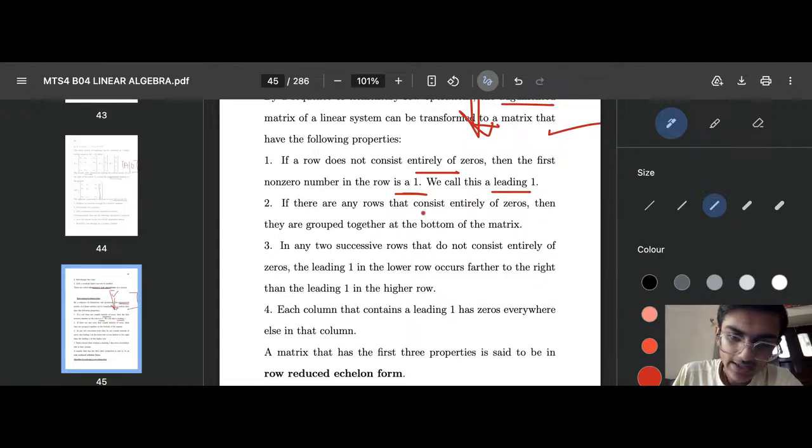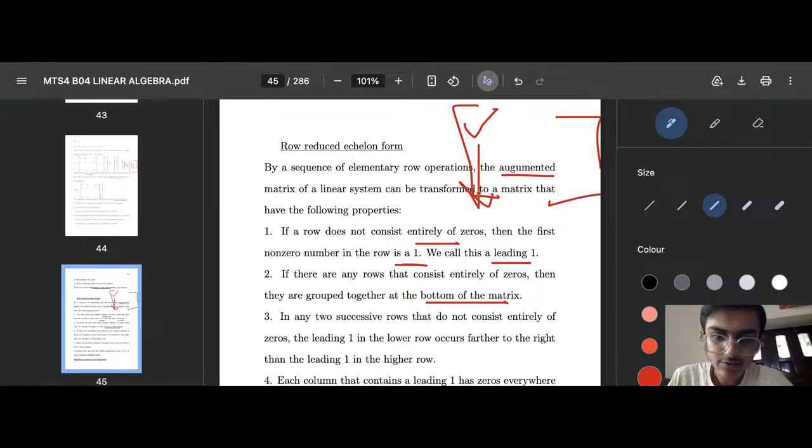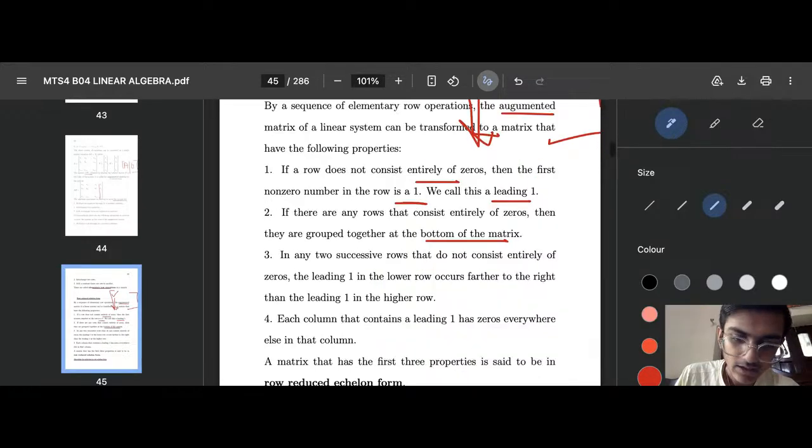Again, if there are any rows that consist entirely of 0, then they are grouped together at the bottom of the matrix. We can use the elementary row operation and group them at the bottom of the matrix. We will take an example to understand this. In any two successive rows that do not consist entirely of 0, the leading one in the lower row is farther to the right than the leading one in the higher row. Okay, we'll discuss this.